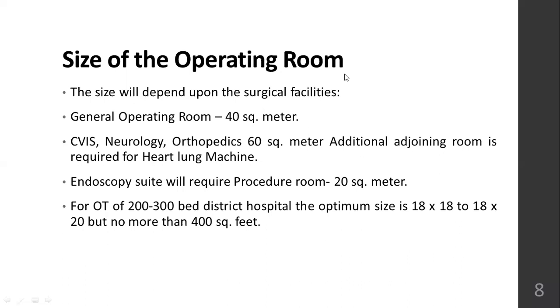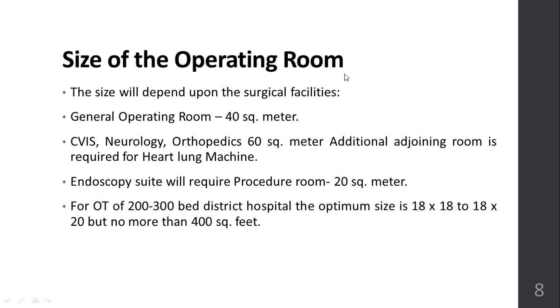When you come to specialty services like cardiovascular OT, neuro OT, ortho OT, you should consider more space, at least 20 square meters of additional adjoining room, because it is required for the heart and lung machine. Endoscopy suite: it's a very small suite. You require a very small place, just 20 square meters. You can construct an endoscopy room.